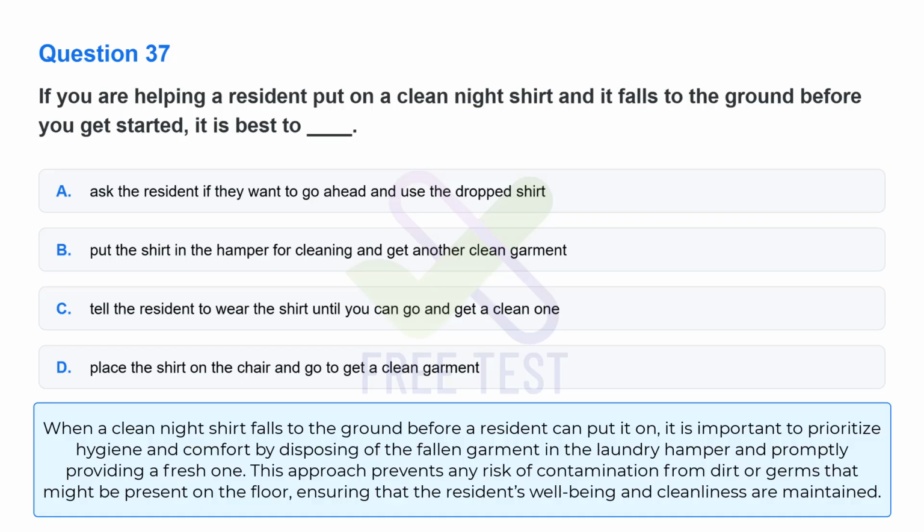The correct answer is D. Place the shirt on the chair and go to get a clean garment. When a clean night shirt falls to the ground before a resident can put it on, it is important to prioritize hygiene and comfort by disposing of the fallen garment in the laundry hamper and promptly providing a fresh one. This approach prevents any risk of contamination from dirt or germs that might be present on the floor, ensuring that the resident's well-being and cleanliness are maintained.